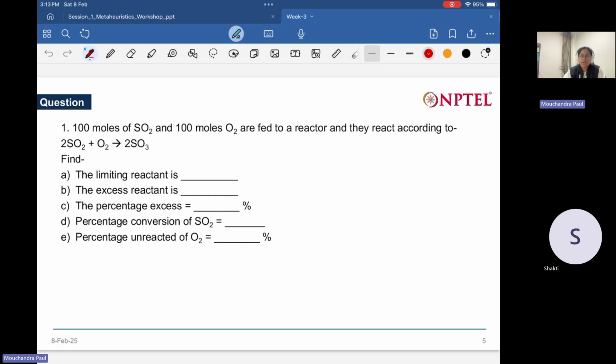So this week we will discuss some problems based on material balance with chemical reactions. This is the first problem that I'm showing on your screen. I'll give you a few minutes. Please have a read.